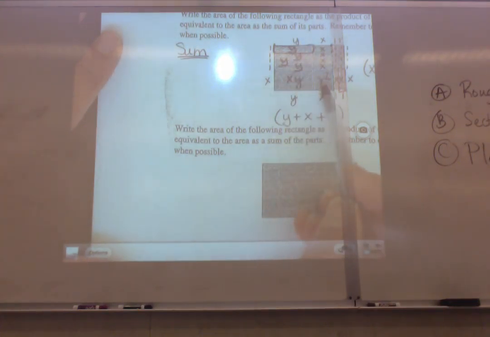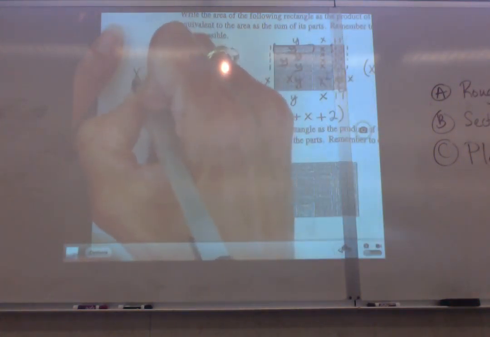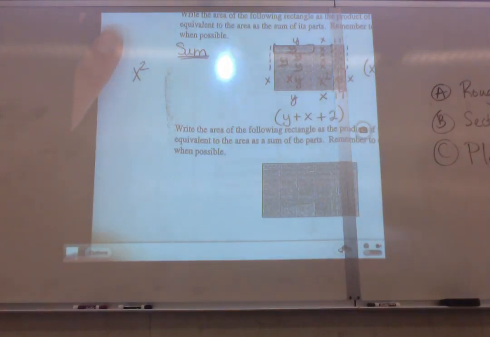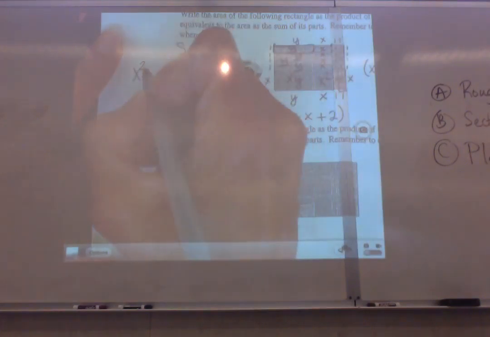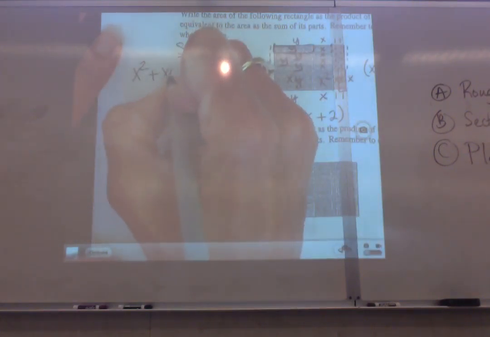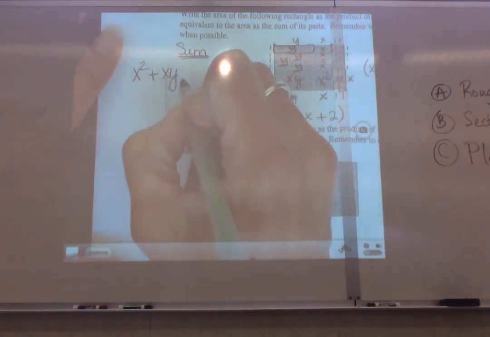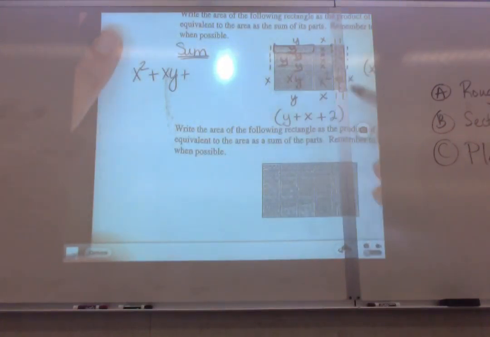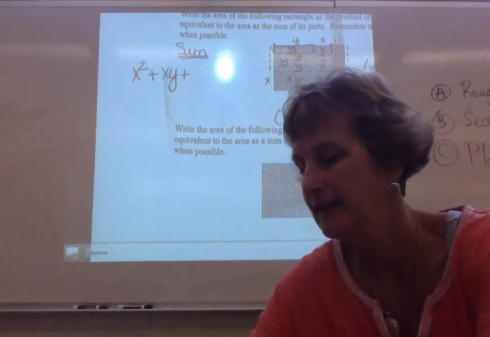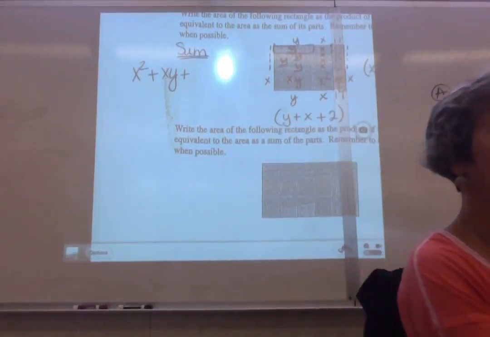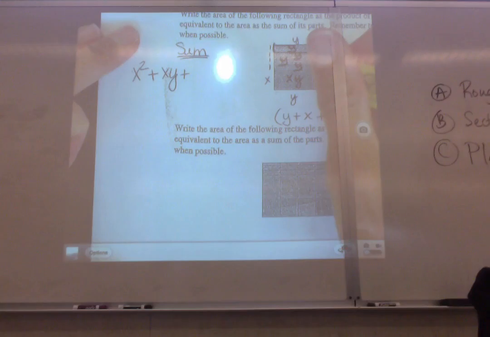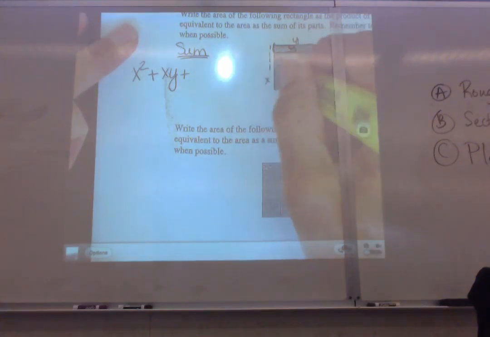Y, X, Y. Oh, there's an X squared. So that's going to be the first thing we write. The second thing we'll write, we kind of have a choice. Do you guys want to write the XY? Why don't we write that XY? Because it's all by itself. There's only one of them. So I've put into my sum already this one and that one.